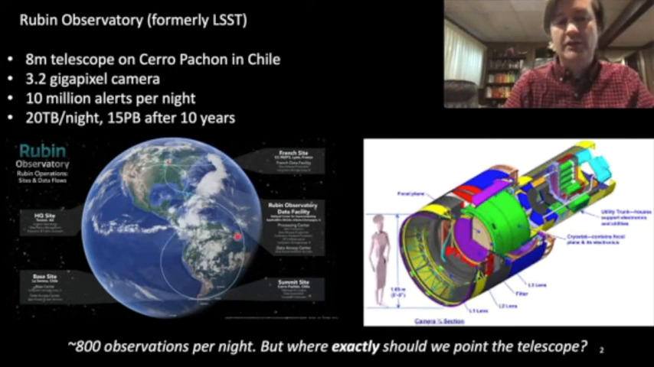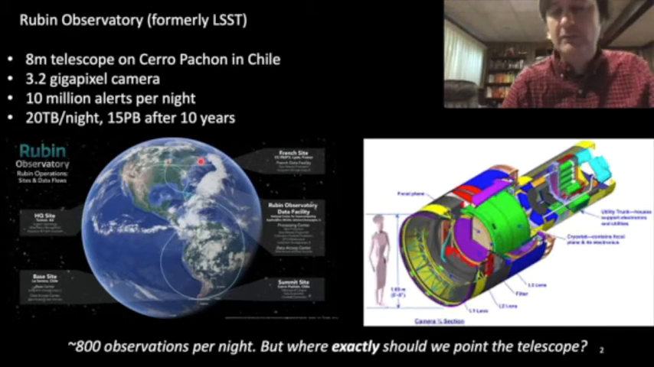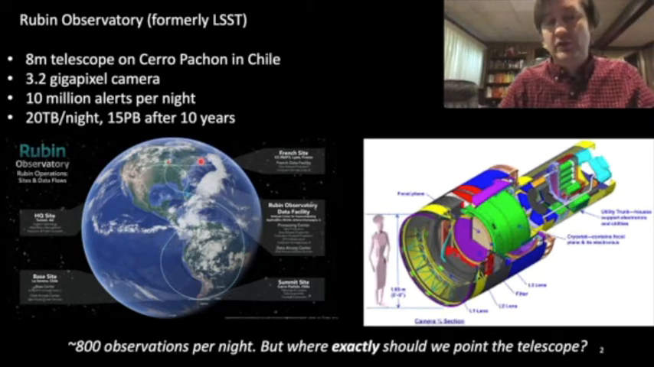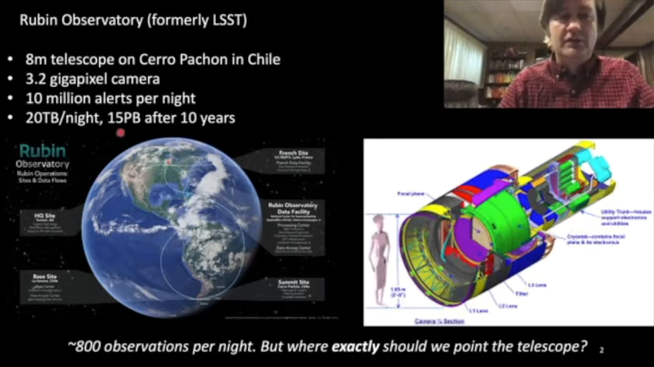The data is going to go from Chile up to NCSA in Illinois, where every difference image will be computed in 60 seconds, and new alerts will go out identifying new supernovae, new asteroids, anything that's changed image to image. So we're going to be generating about 20 terabytes per night and 15 petabytes after a 10-year survey. We're planning on taking about 800 observations per clear night.